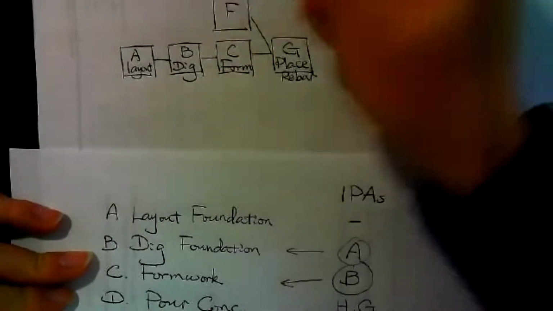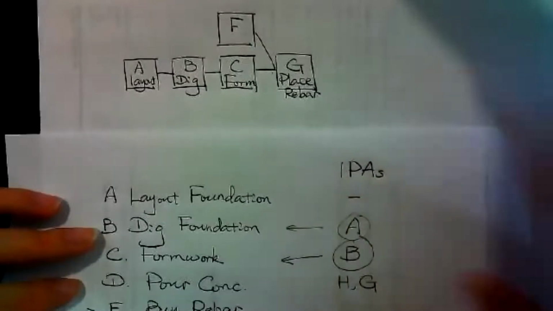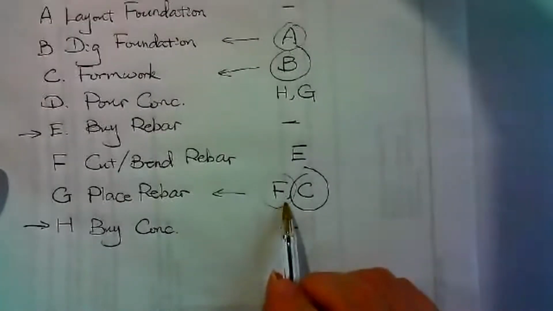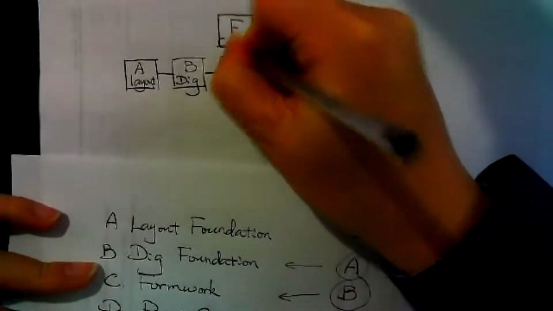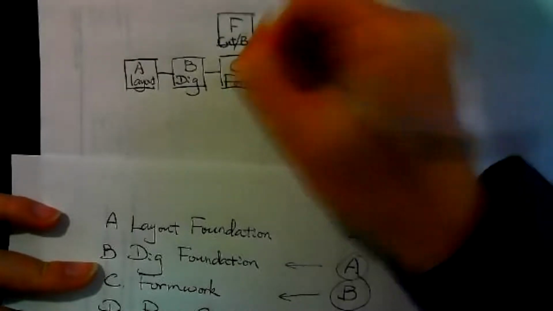So we have a branch over here. We have a branch because G has two predecessors. F is cut and bend, so you put cut and bend over here.